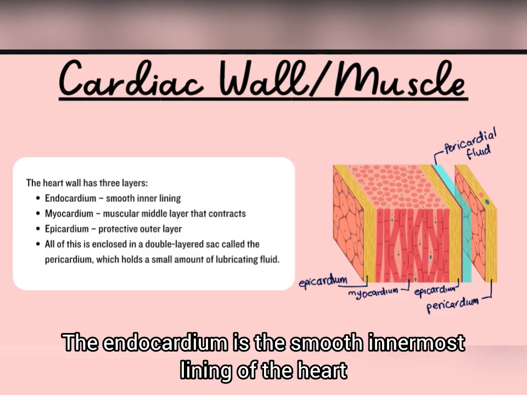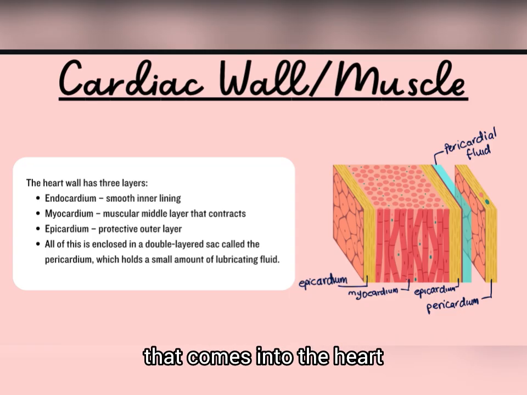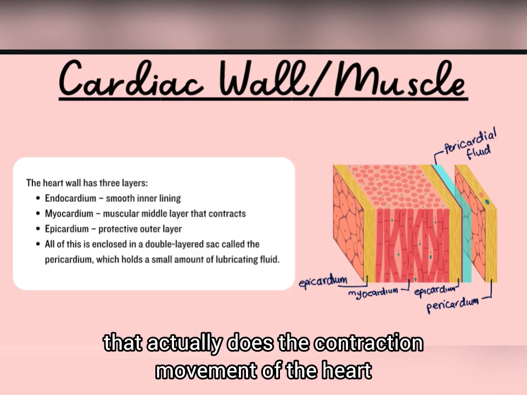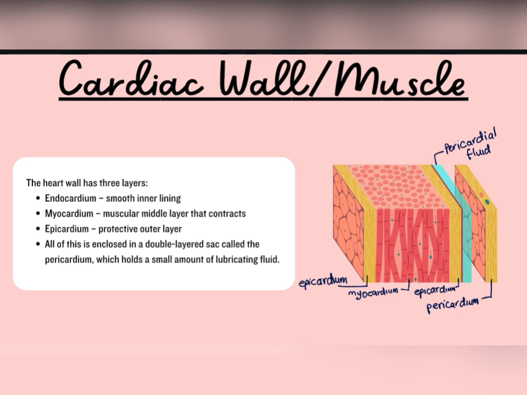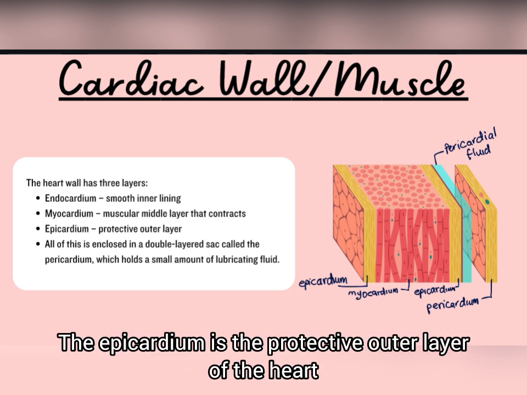The endocardium is the smooth innermost lining of the heart. This is the layer of the heart that is in contact with the blood that comes into the heart and leaves the heart. The myocardium is the muscular middle layer that actually does the contraction movement of the heart. It is the biggest layer in the heart wall and is the muscular layer of the heart wall. The epicardium is a protective outer layer of the heart.